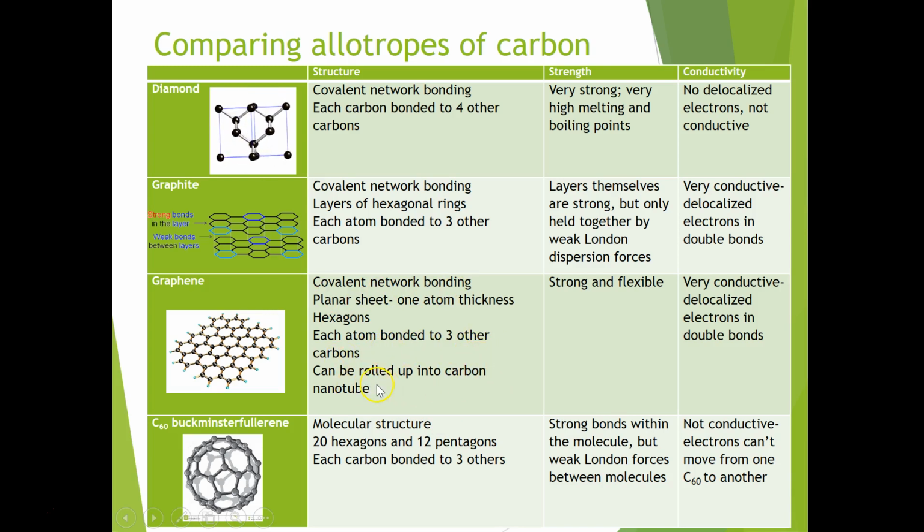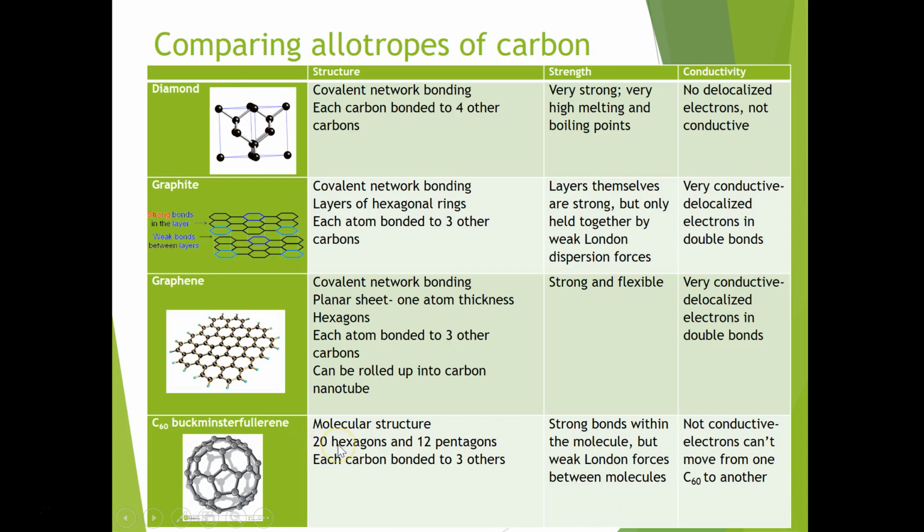You can actually roll graphene up into what are called carbon nanotubes, which are really going to be the wave of the future with electronics and computing. They're really strong and flexible, and just like graphite, they're very conductive. And finally, the C60 Buckminsterfullerene, which is as fun to say as it is to say. And again, it's 9 o'clock on a Friday night, so I'm a little goofy.